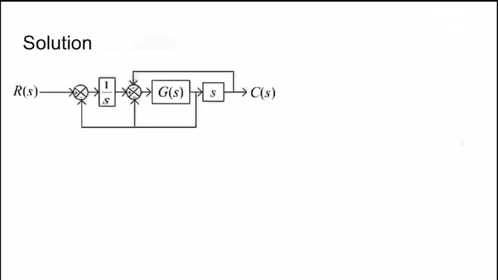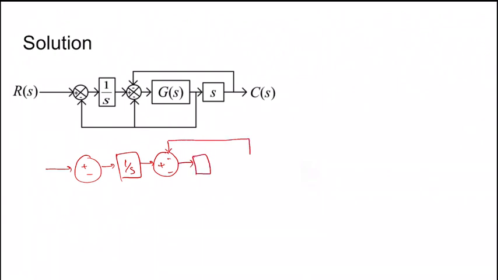Now this is the given solution. This is the given block diagram, so we can write it like this. It is like this, and 1/s, and plus minus minus, then we have this feedback and G(s), then we have s.